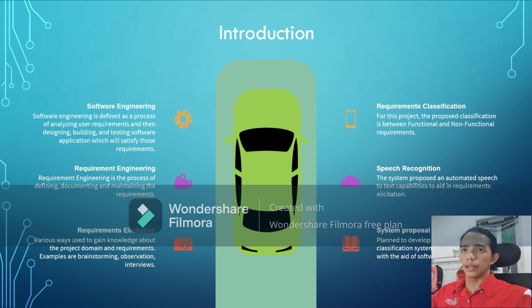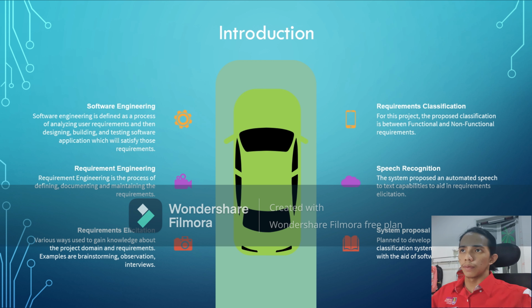After that, we have requirement classification, which is also a big part of my project. For this project, the proposed classification is between functional and non-functional requirements. After that, on the more technical part, we have speech recognition. The system proposed an automated speech-to-text capability to aid the requirements elicitation. And after that, we have the system proposal. This is in conformation with the proposal of CSP 600, my apologies. It is planned to develop an automated classification system of requirement text with the aid of software technologies.